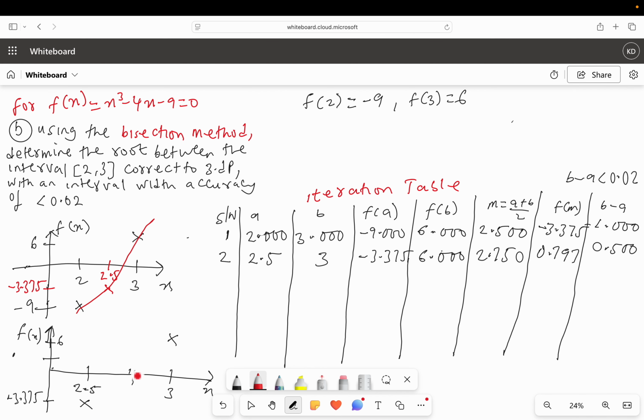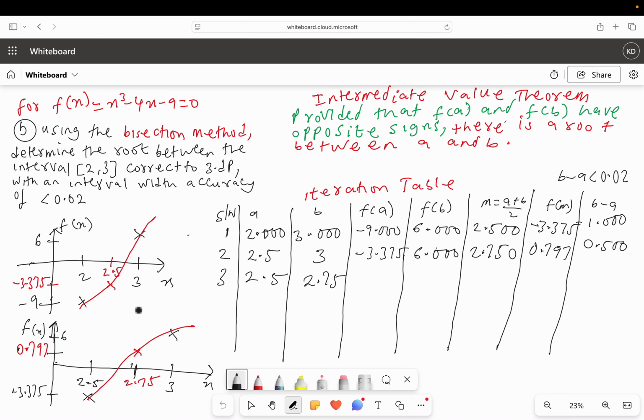So using this graph for iteration 2, we can see that the midpoint is just 2.75, and f of 2.75 is just 0.797, which is somewhere here. In order to match the 3 points, you can see that I go between 2.5 and 2.75. So now it means my lower limit for iteration 3 is still 2.5 and my upper limit is 2.75.